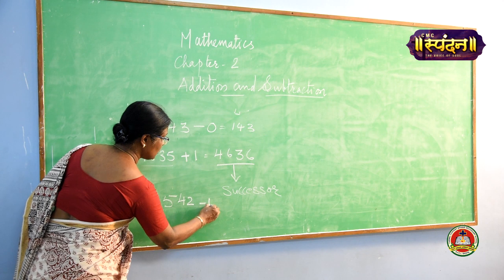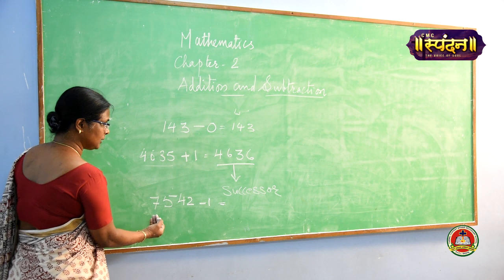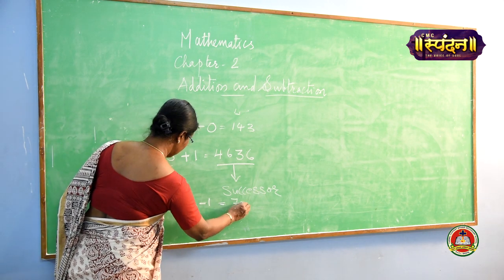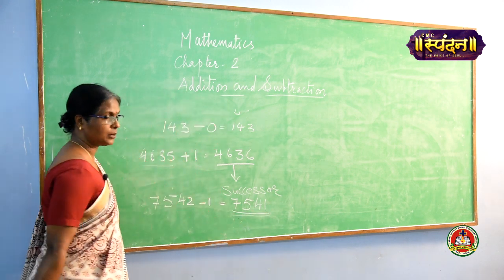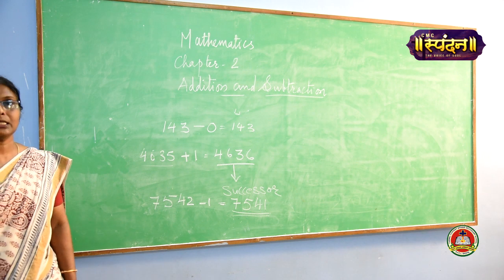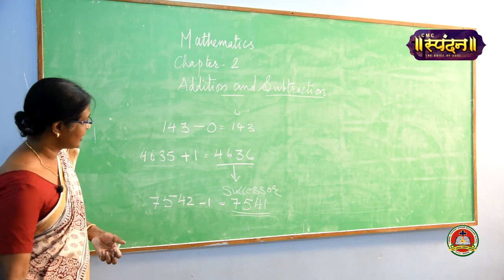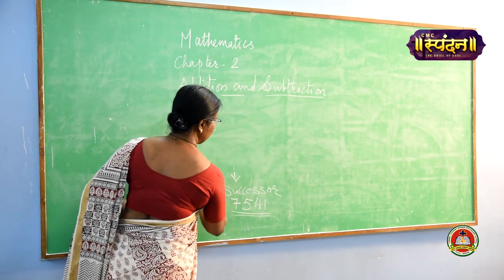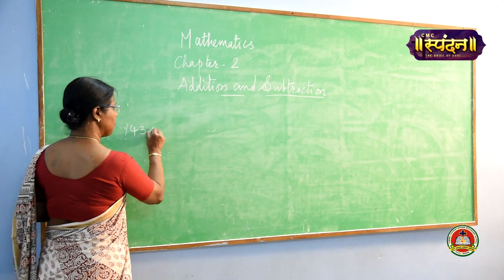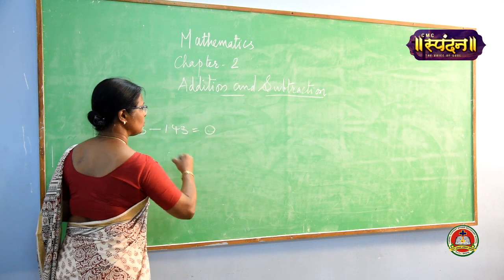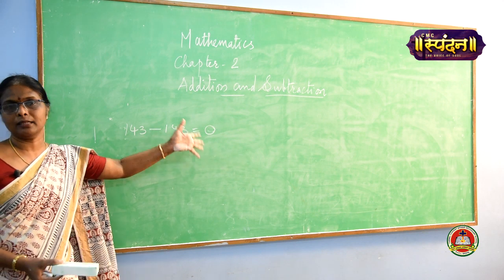So let us see, like 7542 minus 1. I am subtracting 1 from this number, I will be getting the previous number of this, that means 7541, and this 7541 is also called the predecessor of the given number. Okay. Now these are some of the facts that we have seen. One more is, if you subtract a number from itself, like 143 minus 143, you will get 0. The result will be 0. If you subtract a number from itself, you will get 0.